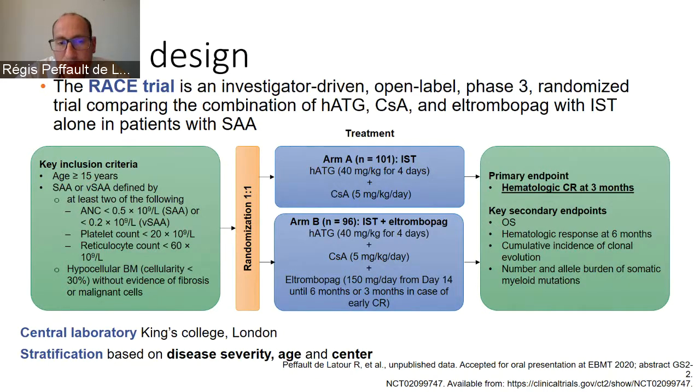Patients older than 15 years of age with severe or very severe aplastic anemia received either the standard of care, for 101 patients, or, for 96 patients, standard of care plus eltrombopag. And basically, the biology was centralized at King's, and the inclusion criteria were stratified according to disease severity and age.